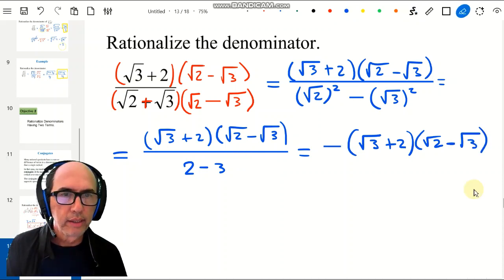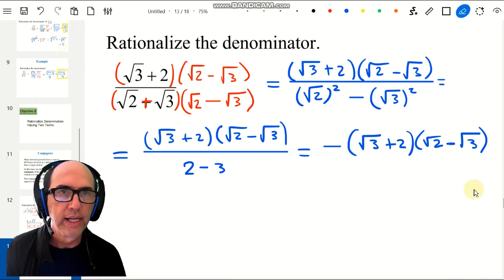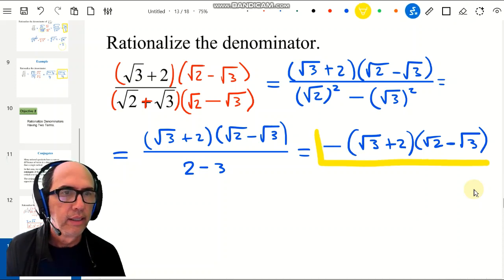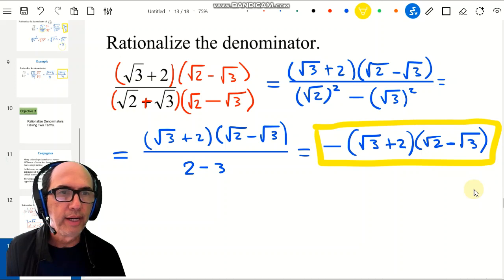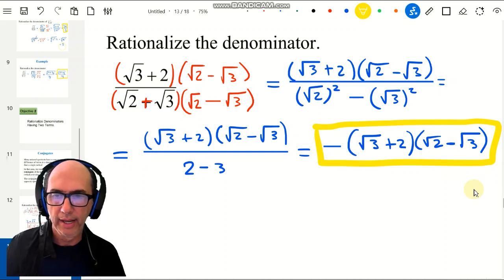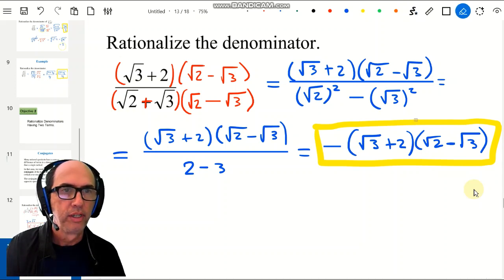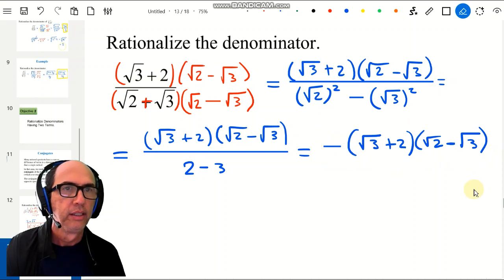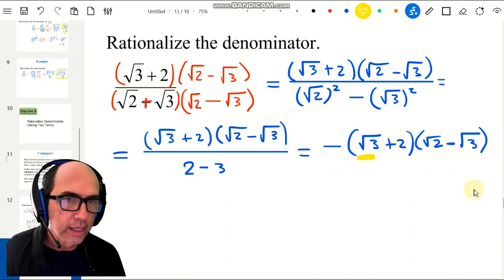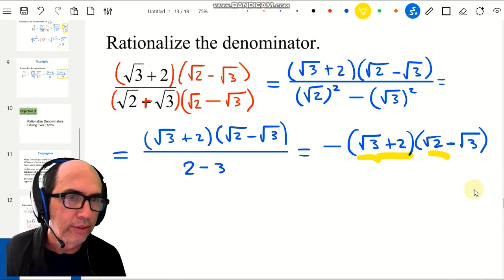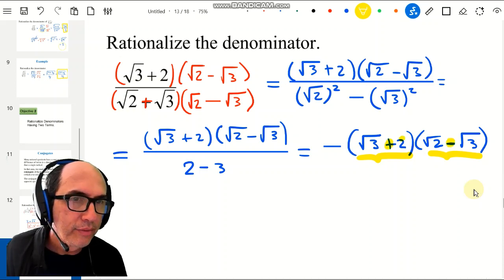Look at your answer so far. We have this answer, and this probably is the final answer. Can we simplify this final answer any further? What do you think? Look at this factor. It looks kind of similar, but is actually different. We have plus, we have minus, and we have 2, and we have square root of 2.